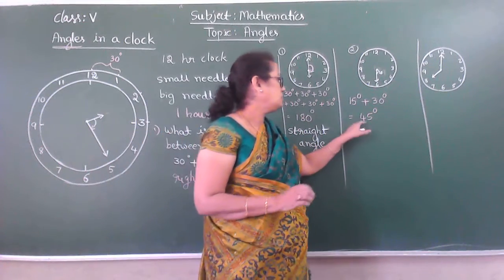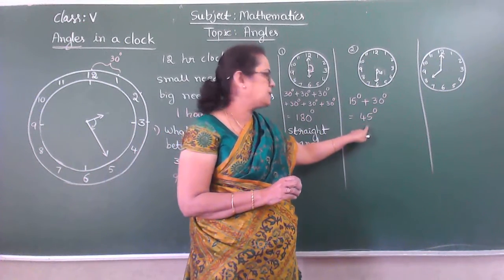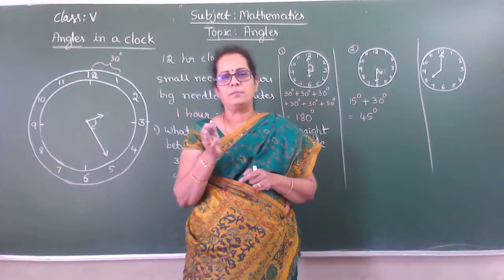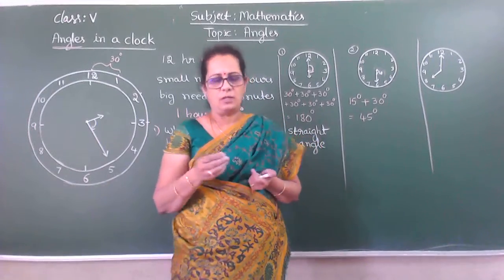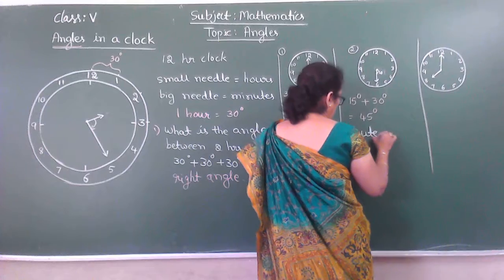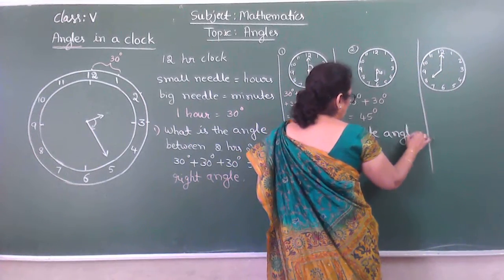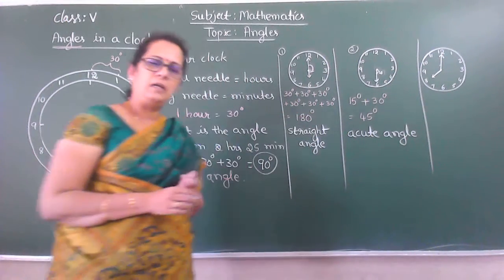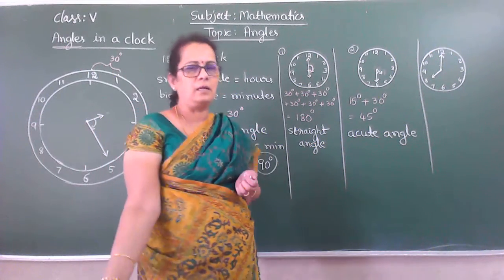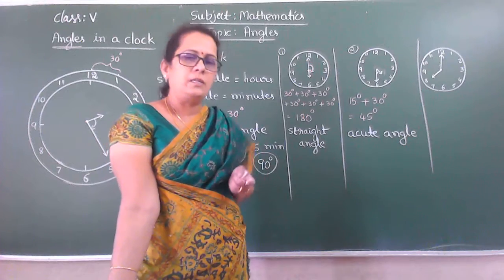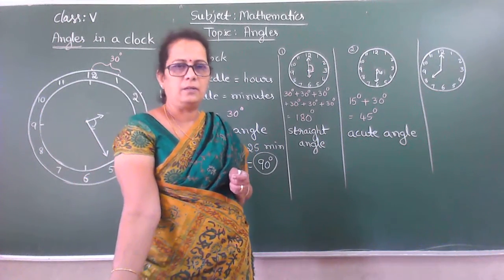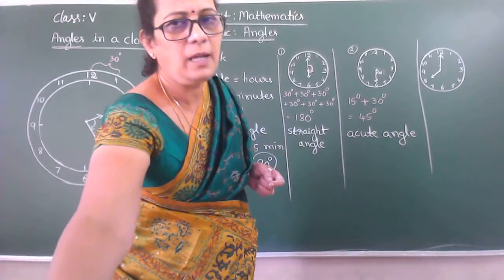So which type of angle is this 45? If the angle is just below 90 degree, then we call it as acute angle. Which type of angle is it? Acute angle. If it is within 90 degree, what do we call such an angle? Acute angle. An angle which is below 90 degree, we call it as acute angle. Okay, now the last clock.